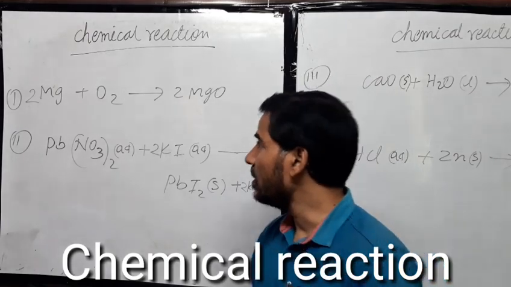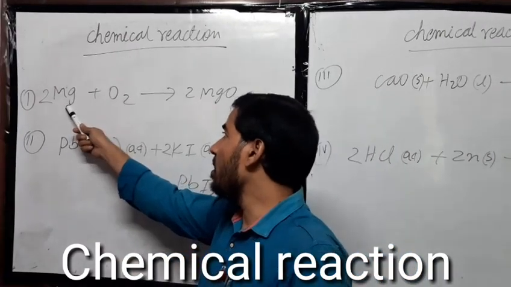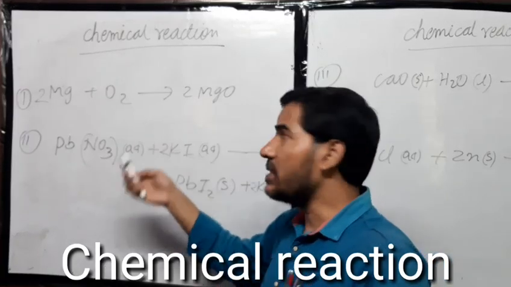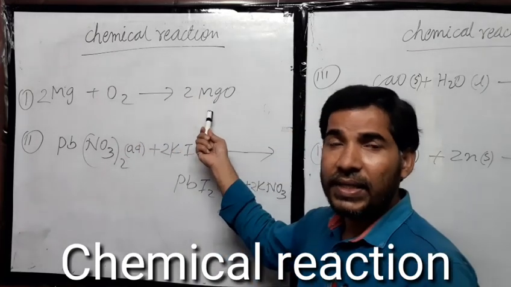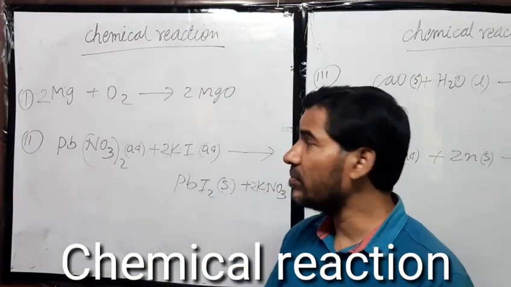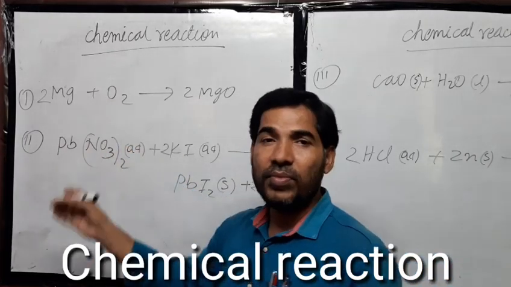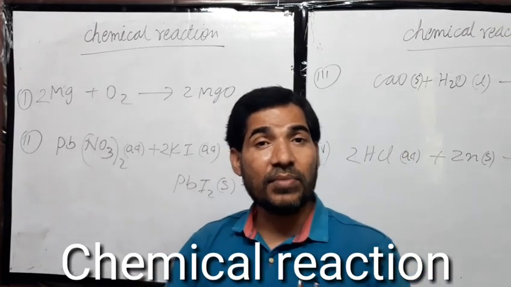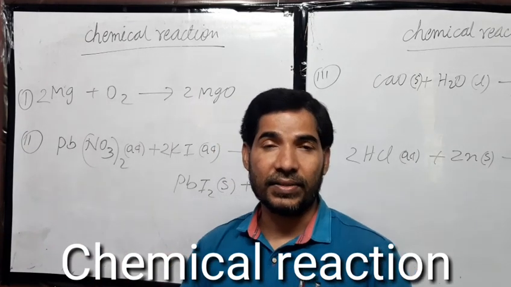For example, I have given a chemical equation here. You are seeing here, when magnesium reacts with oxygen, it gives a white colored ash called magnesium oxide. Here, the chemical properties of magnesium oxide are different from the chemical properties of magnesium. A new substance, magnesium oxide, is formed, meaning the state of magnesium is permanently changed into magnesium oxide. Since the state of magnesium gets changed into magnesium oxide, it is an example of a chemical reaction.